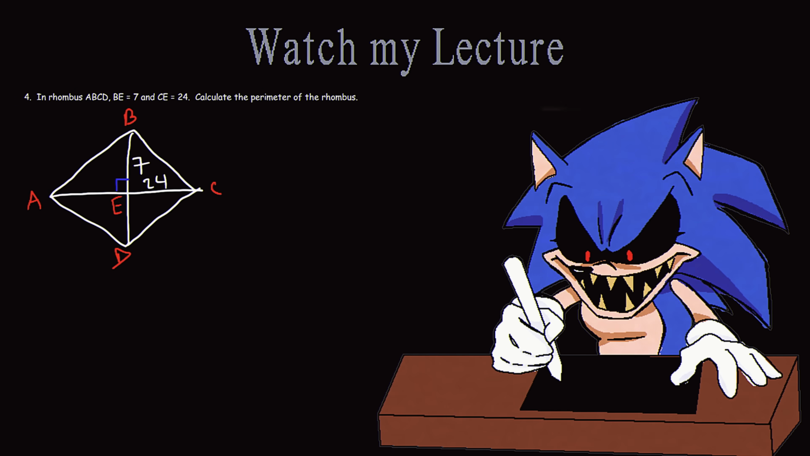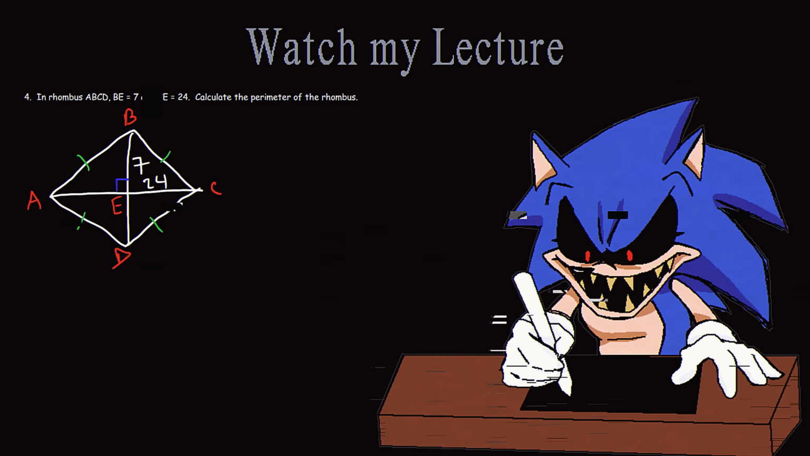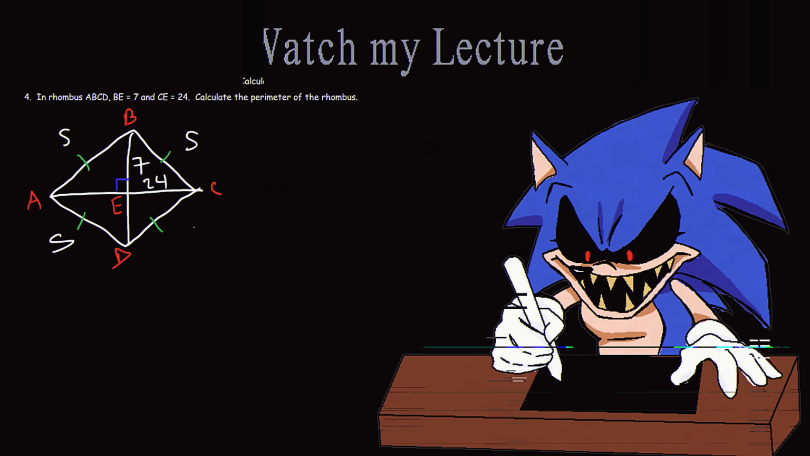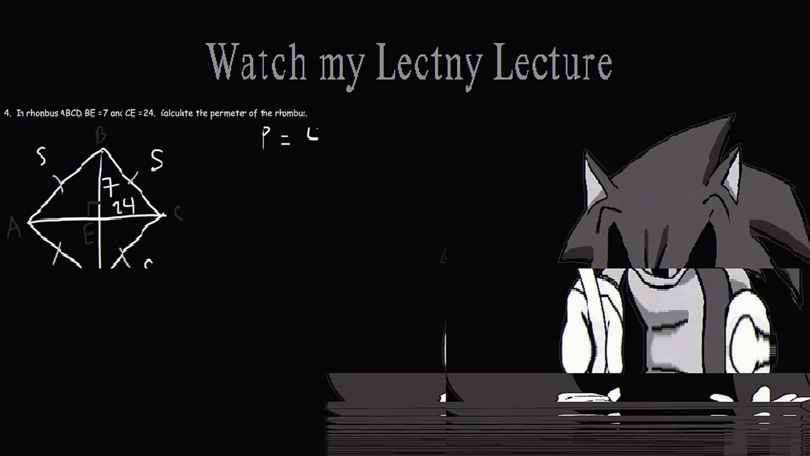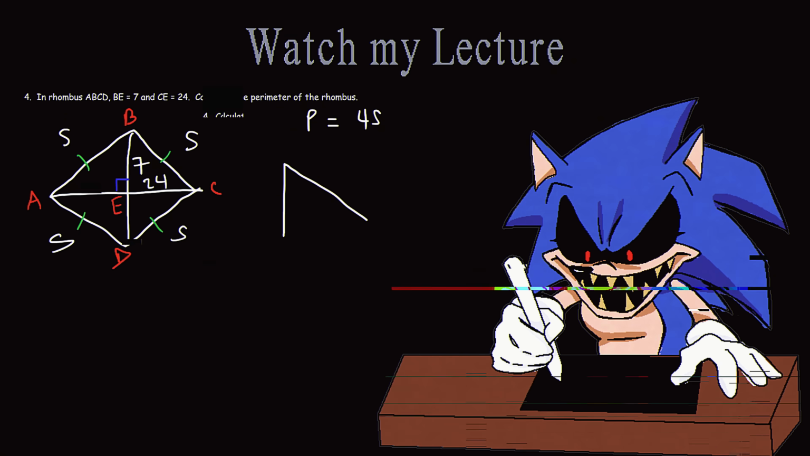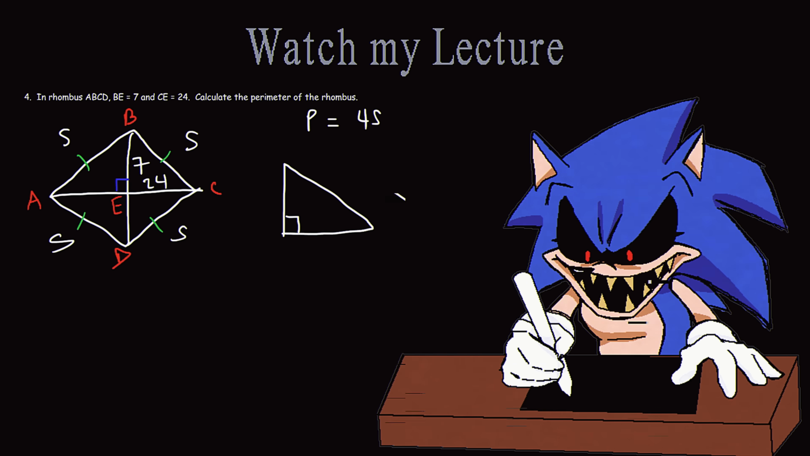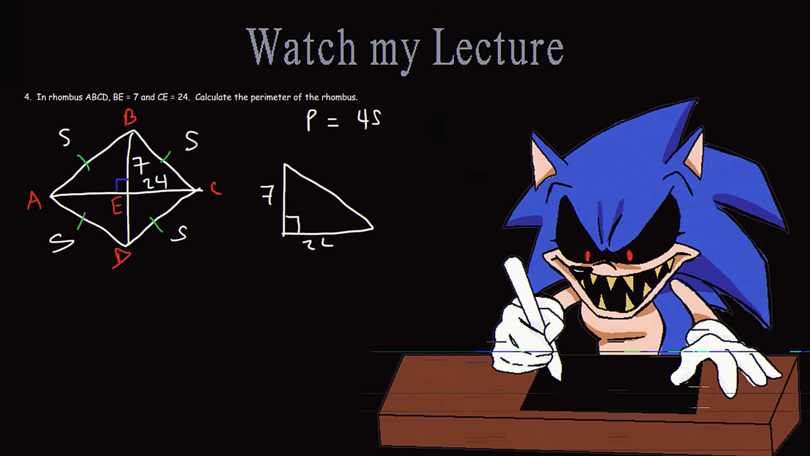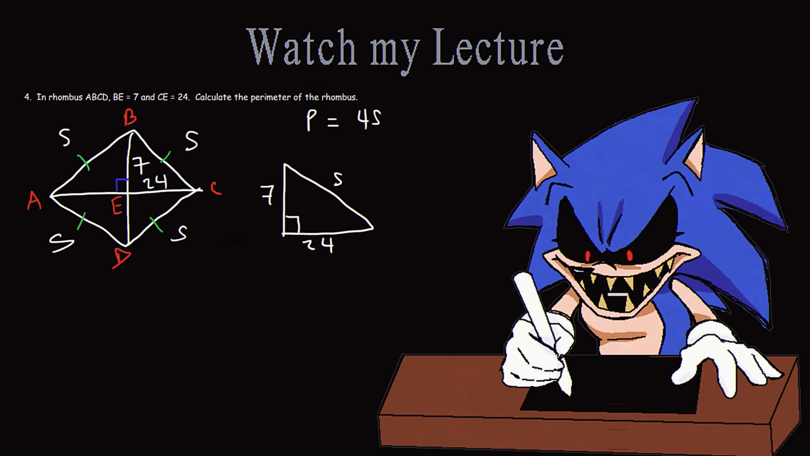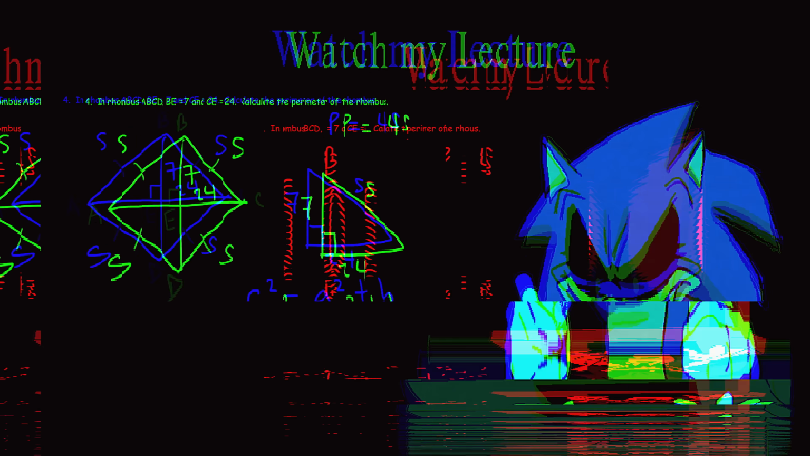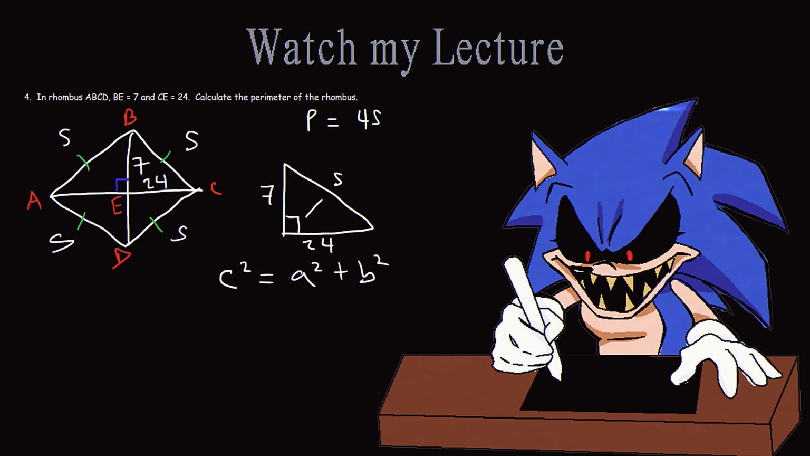Now, all four sides of a rhombus are congruent. So let's say if we call this S, this is S, that's S, that's S. So the perimeter is 4S. Now notice that we have four congruent right triangles. This is 7, this is 24, and this is S. So let's use the Pythagorean theorem to calculate S. C squared is equal to A squared plus B squared. In this case, C is the hypotenuse, S. A, we can say it's 24, and B is 7.